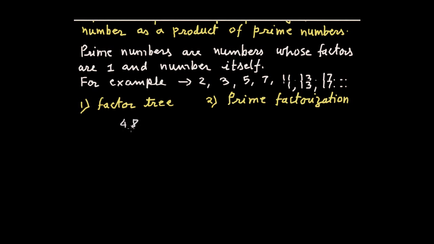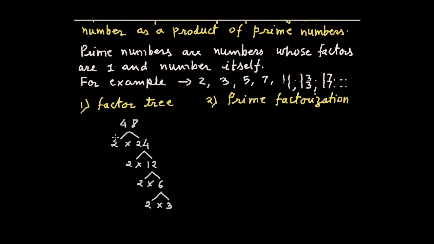Now 48 is an even number, so it is divisible by 2. So I can write 48 as 2 times 24. Again 24 is an even number. I can write 24 as 2 times 12. 12 is an even number. I can write it as 2 times 6. 6 is an even number again, so I can write it as 2 times 3.